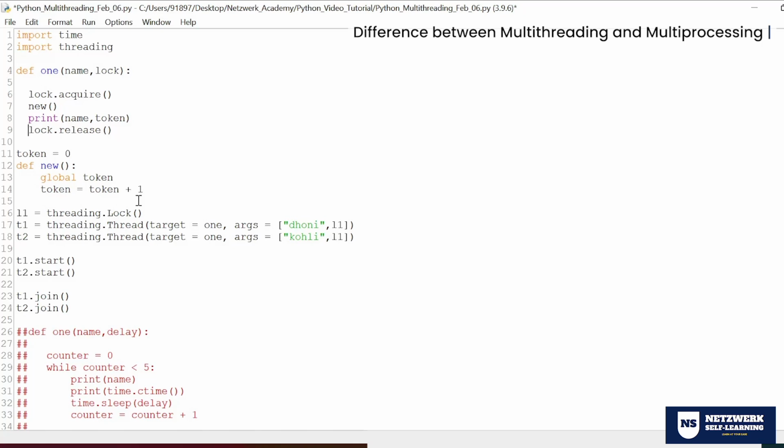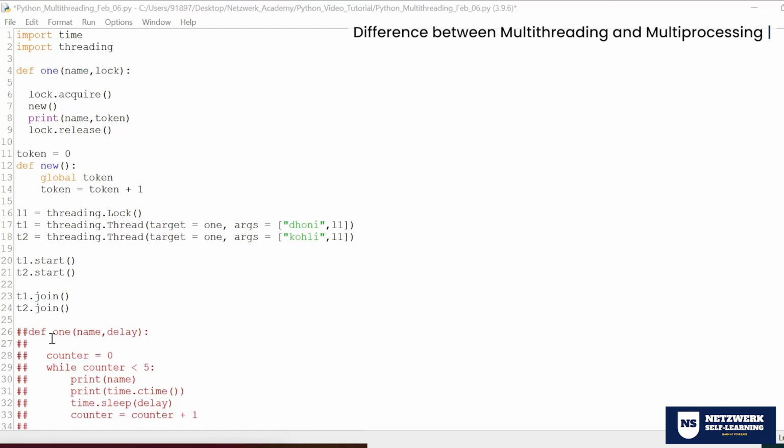Point number two: what happens if that CPU crashes? Everything is done and dusted. You know this problem with this kind of multi-threading, correct? If there is any big issue and the CPU crashes, whatever threads run on that specific CPU will fail.